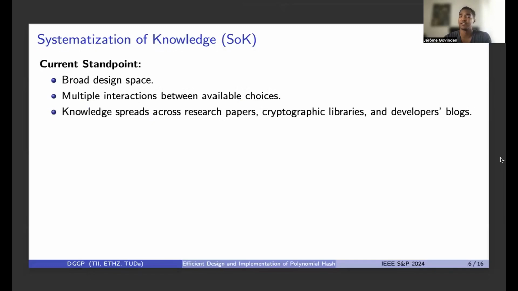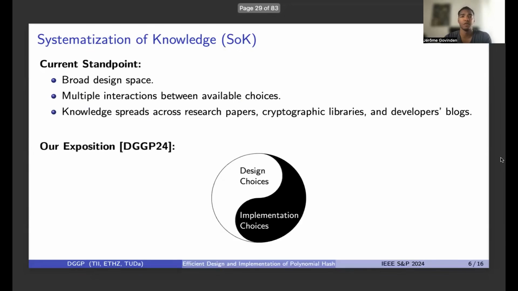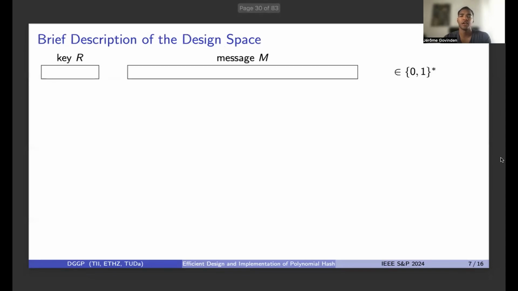Thus, we have gathered and organized this knowledge, and we have classified them into design choices that are fixed during the specification, and implementation choices that are left to the implementers. There's a complex interplay between these choices, which our exposition aims to clarify. The design choices limit which implementation choices are available to implementers, while conversely, a designer should be informed on the implementation choices and performance allowed by its design. To now give a brief overview of this design space, we usually start with 2 bit strings representing the key and the message.